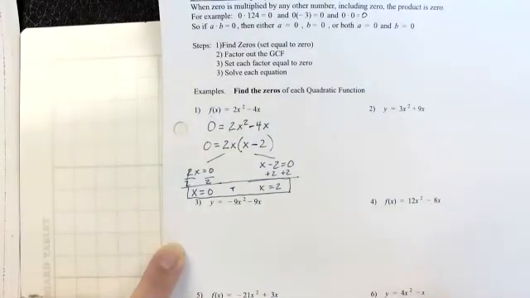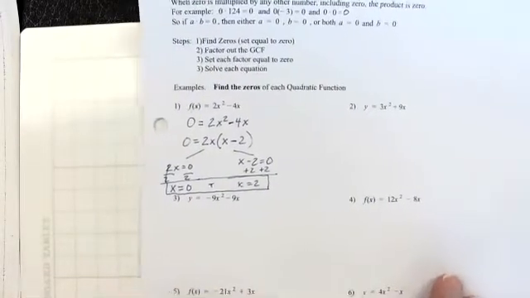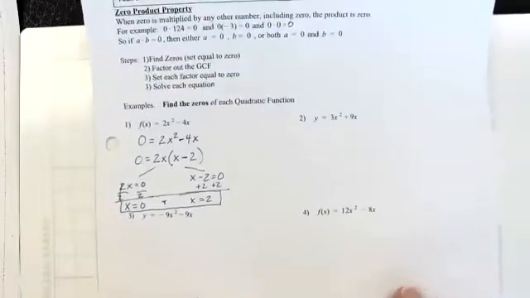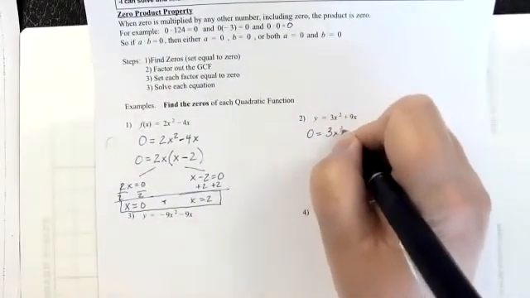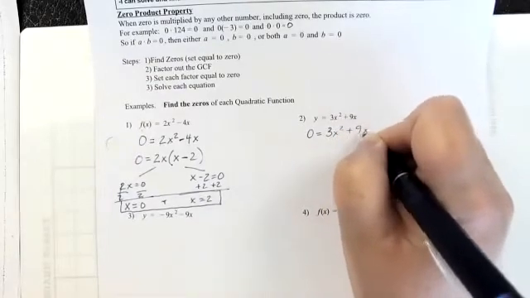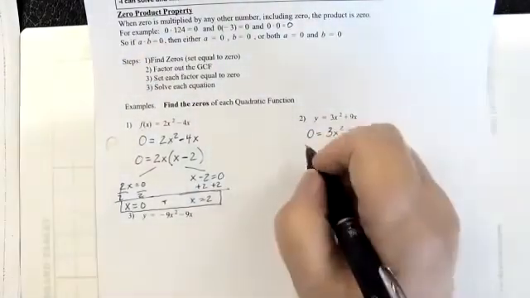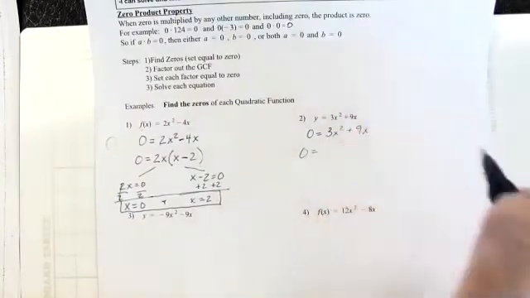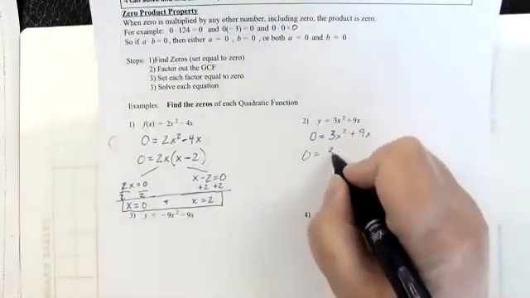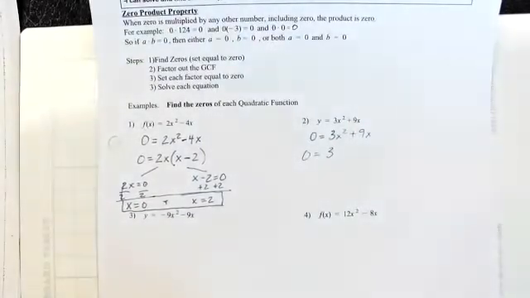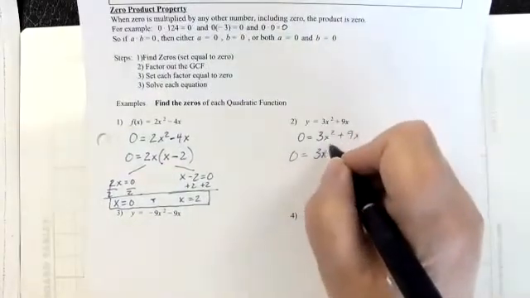All right, moving on to number 2, we have y equals 3x squared plus 9x. So we'll set these equal to 0: 0 equals 3x squared plus 9x. Then we look at our greatest common factor. What's the greatest common factor of 3 and 9? 3. What's the greatest common factor of x squared and x? X. So then we'll factor out the 3x.